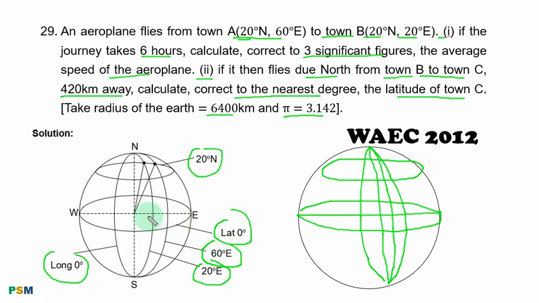So if you move from the reference point to this point, that is point B, 20 degrees north, 20 degrees east. If you move from here to this point, you have point A, 20 degrees north, 60 degrees east. The angular difference is simply the subtraction of the two given longitudes because they are on the same side of the prime meridian.